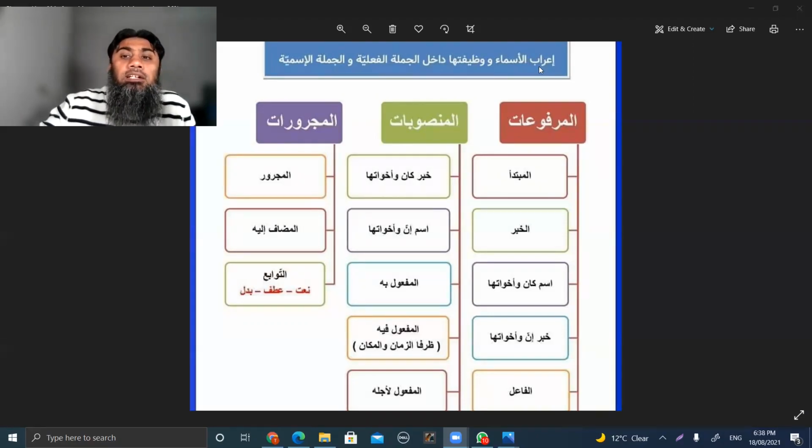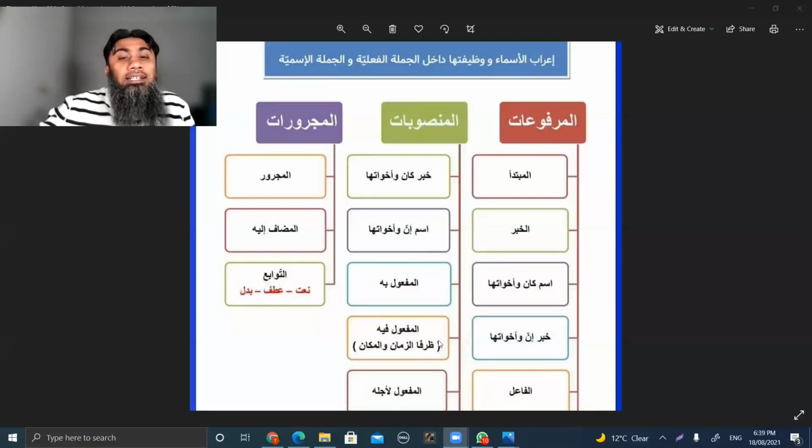So what is the i'rab of asma, or plural of ism, and what is their function when they enter in jumlatul fi'liya and jumlatul ismiya? So this is the topic of this whole discussion. One more time, different asma, different nouns, when they are used in jumlatul ismiya or jumlatul fi'liya, what is their function and what is their status?